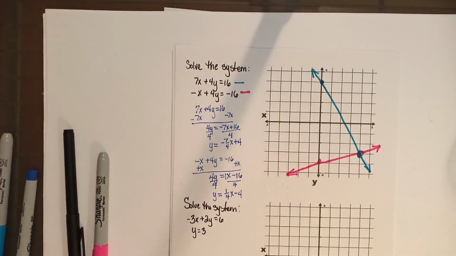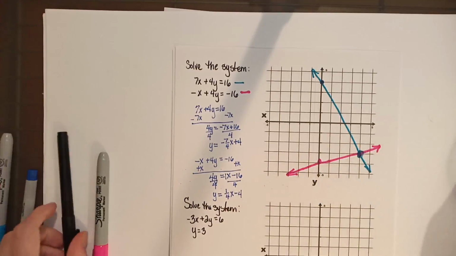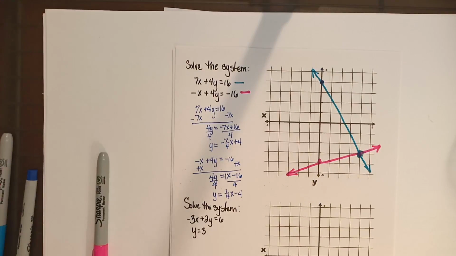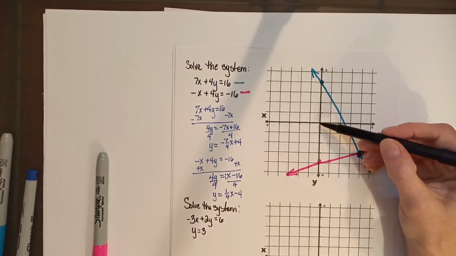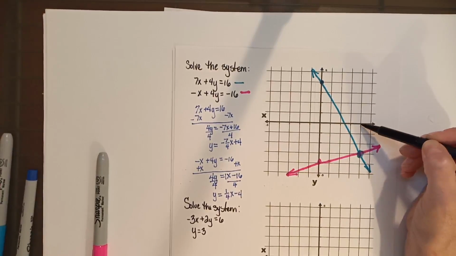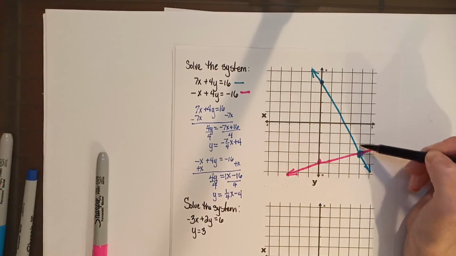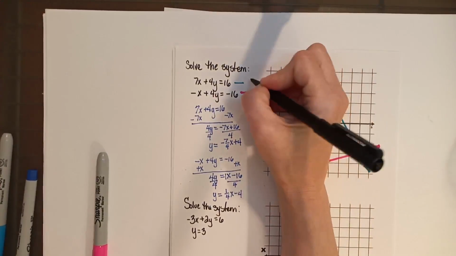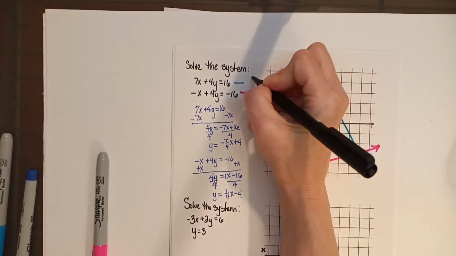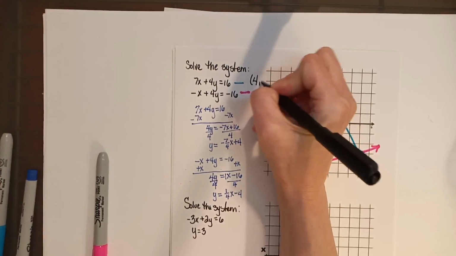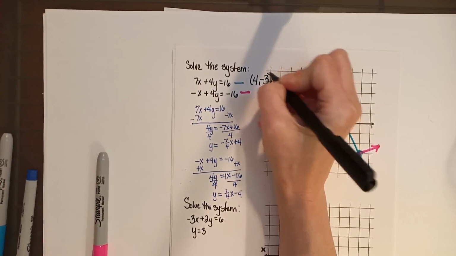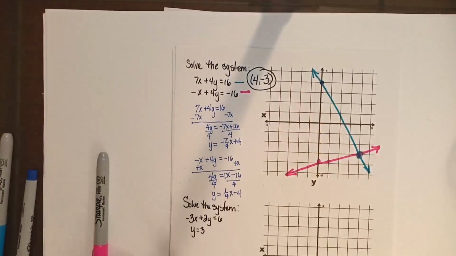And so I have to give the answer, remember, in an ordered pair. So my answer to this equation in an ordered pair is 1, 2, 3, 4, negative 1, 2, 3. So the solution is (4, negative 3). And remember to put that in an ordered pair so that you have parentheses around it.